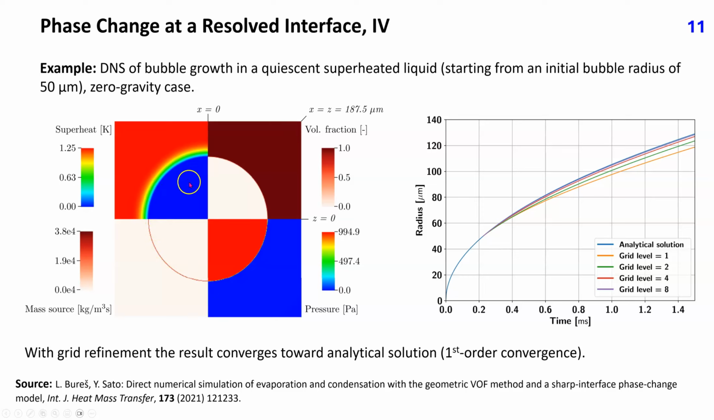The thermal boundary layer around the bubble is well resolved, allowing for the computation of heat flux and thus the mass transfer rate as described in the preceding two slides. Because of the absence of gravity, the bubble is not moving and has a spherical shape.